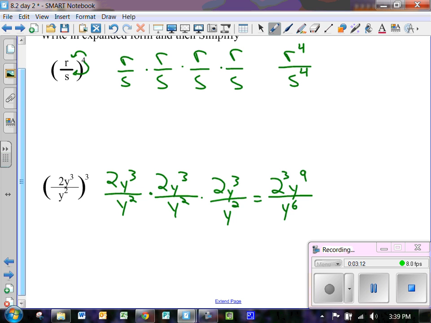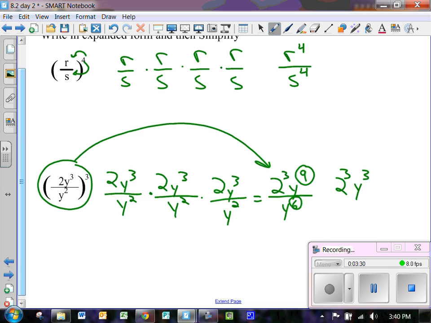And again, we can subtract the 9 and the 6 to get 2 to the third, y to the third as our final answer. The easier way to do that is to skip right from this step to that step by doing that distribution.